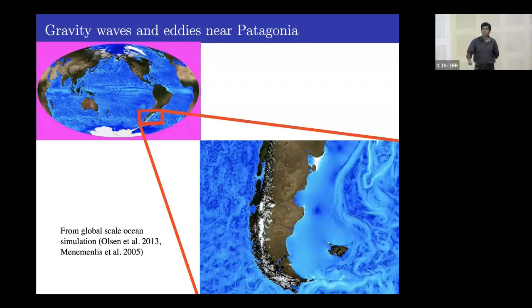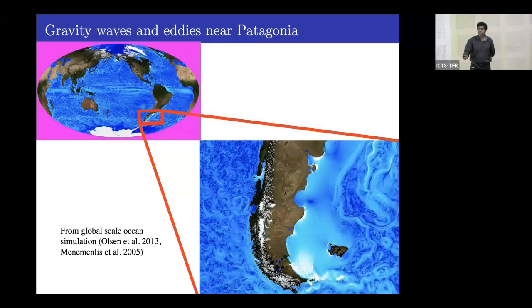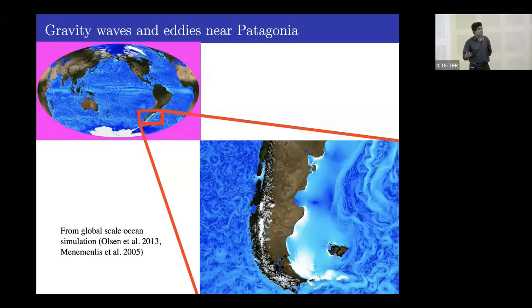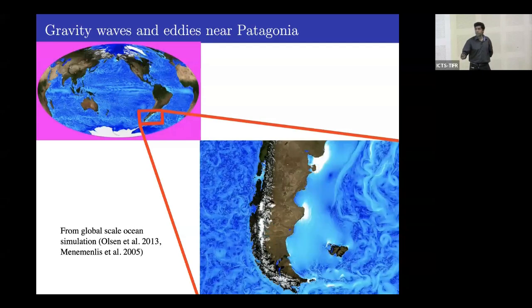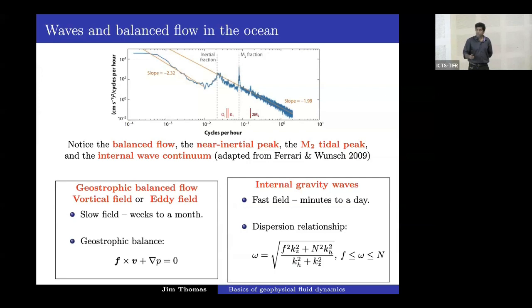You have similar things going on in the atmosphere. In the interest of time, I've skipped the atmospheric movie, but the atmospheric flow looks similar. There are these fast propagating, dispersive waves, and these slowly evolving eddies or vortices. So this is a summary of what happens in the atmosphere and the ocean. You typically have this balanced flow that's in geostrophic and hydrostatic balance. This is a slow field that evolves on time scales of weeks to months. And we have internal gravity waves that evolve on time scales of minutes to days, given by this dispersion relation.